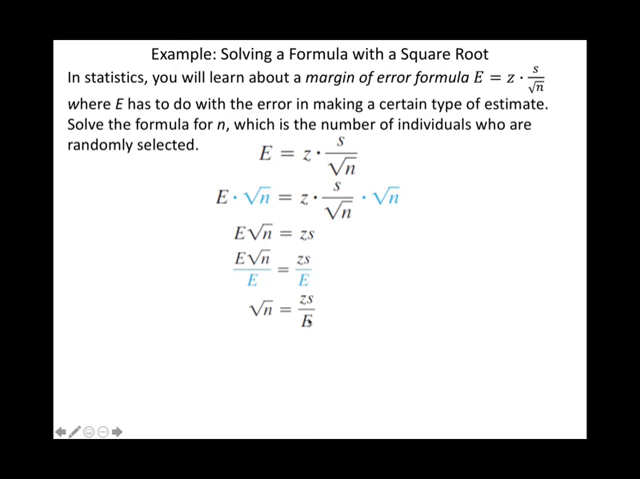And now I'm looking for the n, right? I want to solve the formula for the n. So how can I get out of the square root? You're going to square both sides. And remember I said when you take the square root and then take the square, it means this 2 is going to be cancelled out. So you only have the n. n equals z times s divided by e, the whole thing squared.